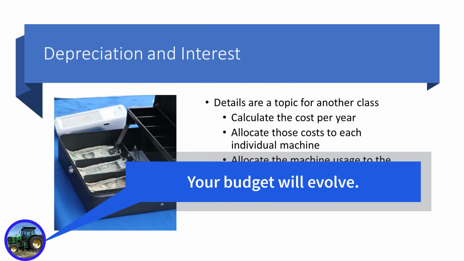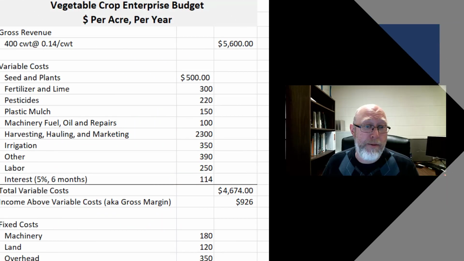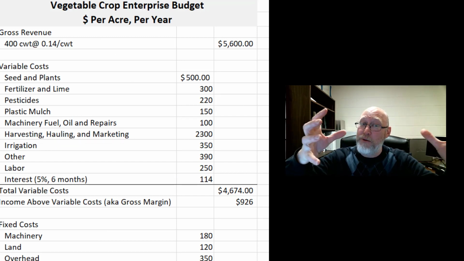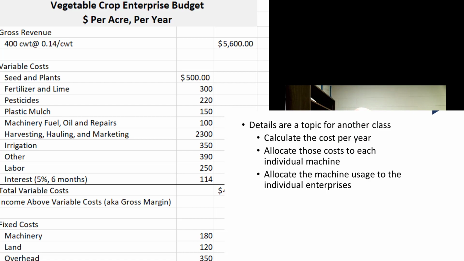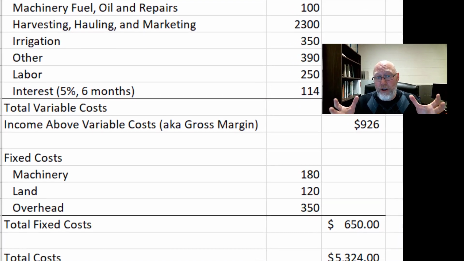Now, the details of how to calculate depreciation and interest are a topic for another video, another class, another time. You're going to calculate those costs per year. You're going to allocate those costs to individual machines and then allocate those machine usages across different enterprises when coming up with your operating cost of your machinery.